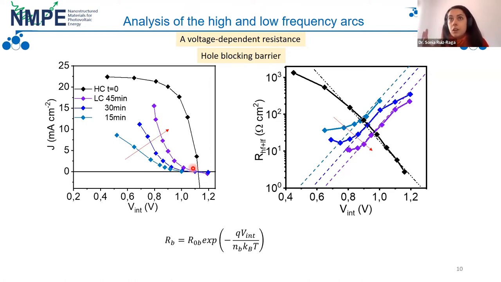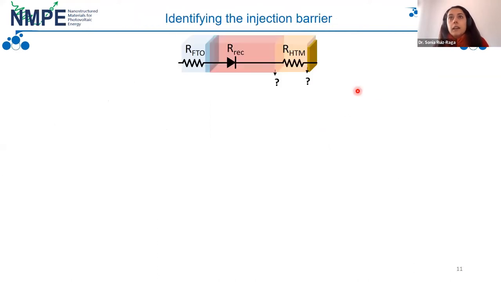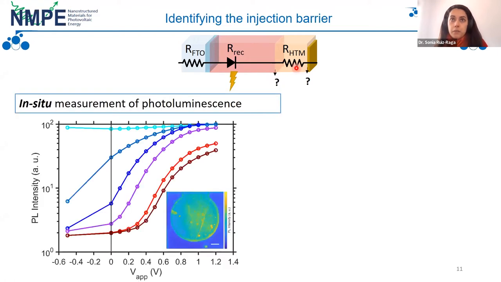So there is a hole blocking barrier that is like an inverted diode inside the device. Up to this point, we really don't know where this barrier is located. We know it's somewhere around the HTM. So for that, we complemented the study with in-situ measurements of the photoluminescence. We measured the photoluminescence at different applied voltages, trying to reproduce the IV curve.